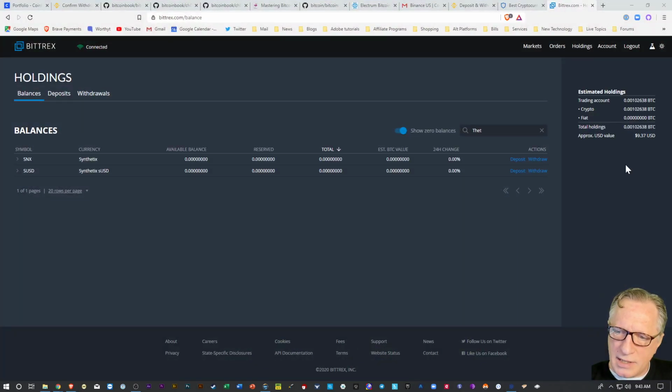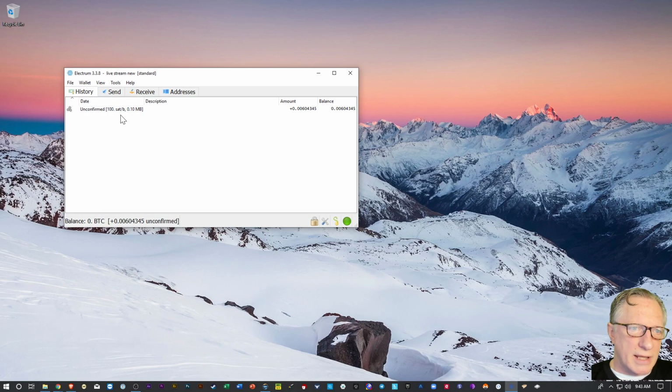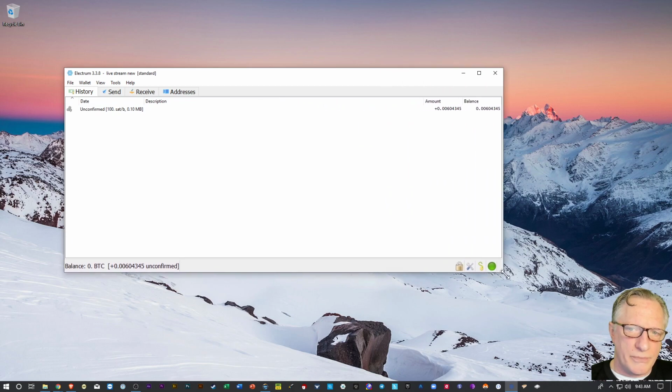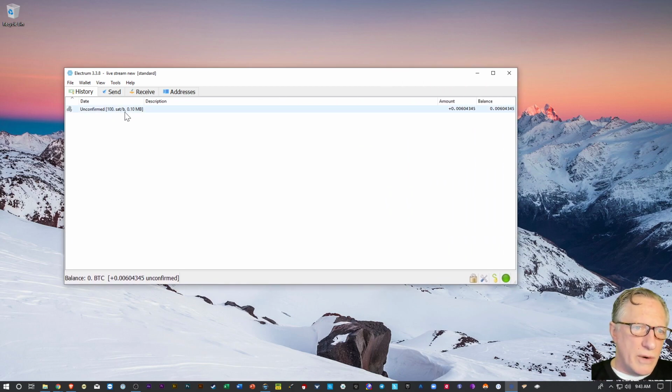Hey, there it is, guys. We got the unconfirmed Bitcoin transaction in. All right, so the Bitcoin has arrived, but it says unconfirmed. What does that mean? Does that mean it's not here yet? No, it does not. It means that it is in your wallet, but it is unspendable until it is confirmed on the blockchain. This is a failsafe on the Bitcoin network that prevents the double spend problem.